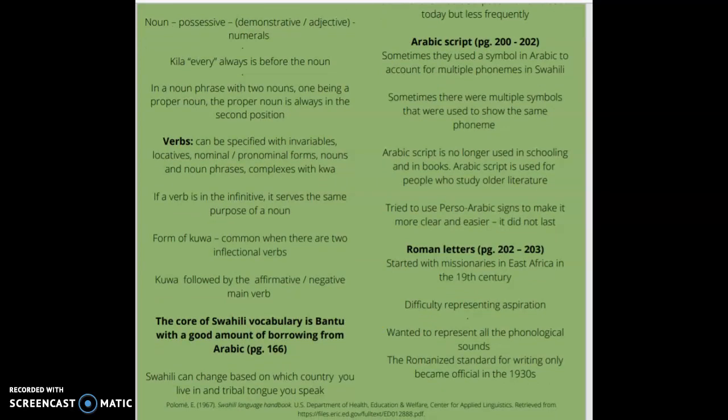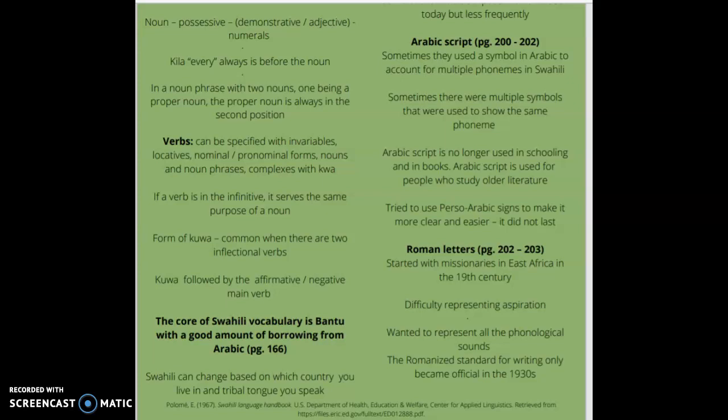So, switching to verbs. Verbs can be specified with invariables, which are time, place, manner, state, degree. Locatives, so place, time, prepositional phrases. Nominal and pronominal forms, manner. Nouns and noun phrases, places, for example, posta for post office, for place names. Time, cause, instrument, state. And nouns are used to determine which object in the sentence the verb applies to.